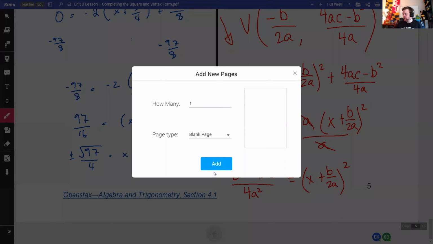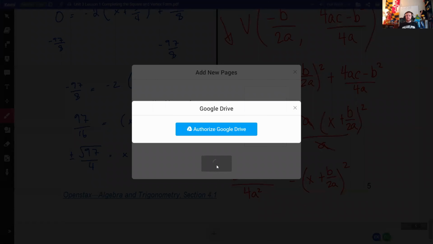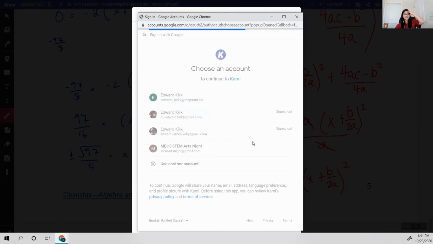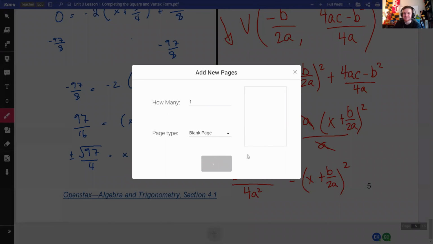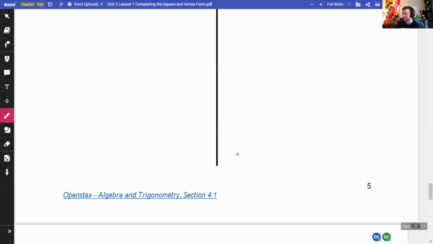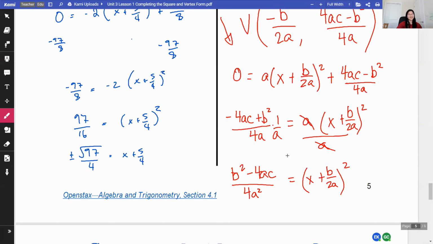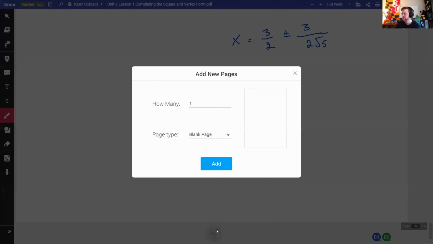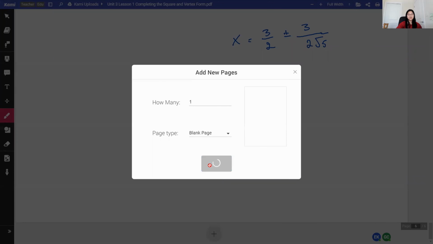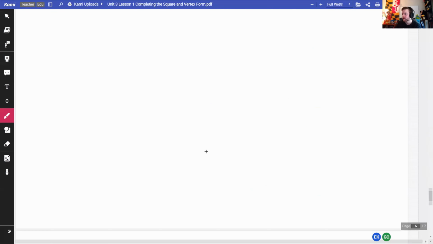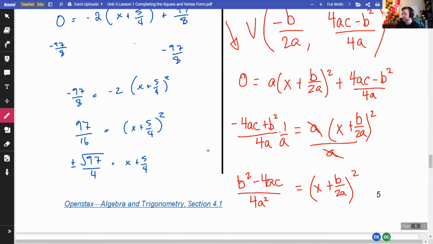I'm going to add another page here so that we can write our final answers in big letters at the bottom. I need to authorize Google. Oh, no. So many email accounts. I know. I'm going to have to cut this part out. 14,000 people using Kami. That's why it's so slow. This is the work that we did with Mr. Ostrander. We're going to have to start a new page. I think we did insert another page.